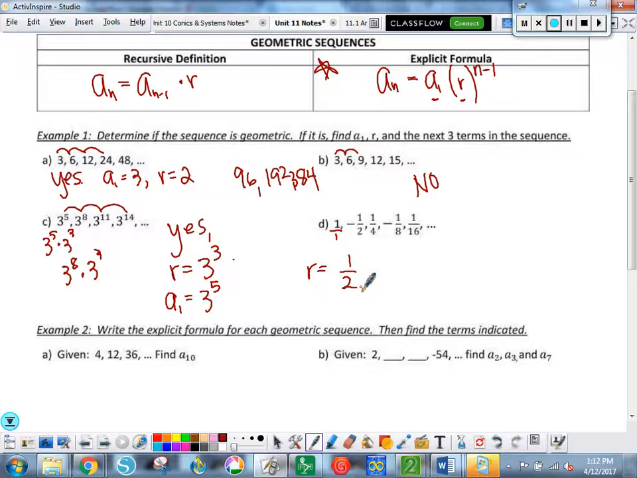Except it's flipping. So on the arithmetic, can I go negative, positive, negative, positive? No. Because I can't go back and forth. But on geometric, if I have a common multiplier, can I go from positive to negative to positive to negative? Yes. So my ratio would just have to be negative.